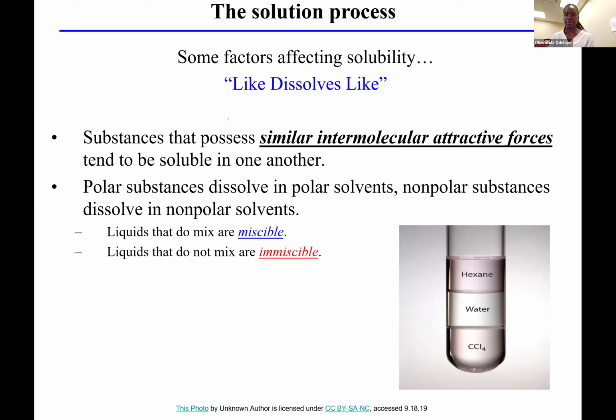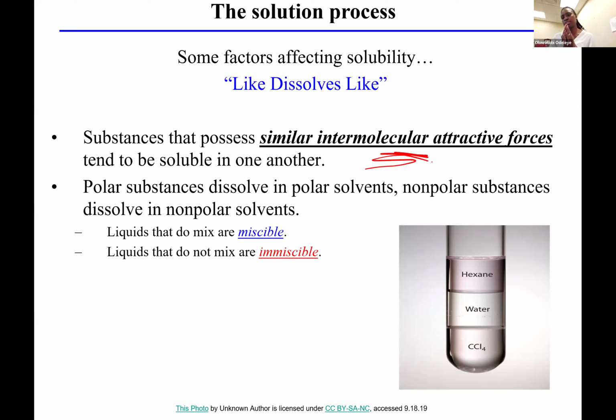Things I want you to know. There's certain things that affect solubility or the ability of something to dissolve. I think the biggest thing is this idea of like dissolving like. So polar molecules are going to dissolve in polar molecules. Non-polar molecules are going to dissolve in non-polar molecules. And the basis for that is this idea of intermolecular forces. Okay, similar intermolecular forces will dissolve. Dissimilar intermolecular forces will not dissolve.